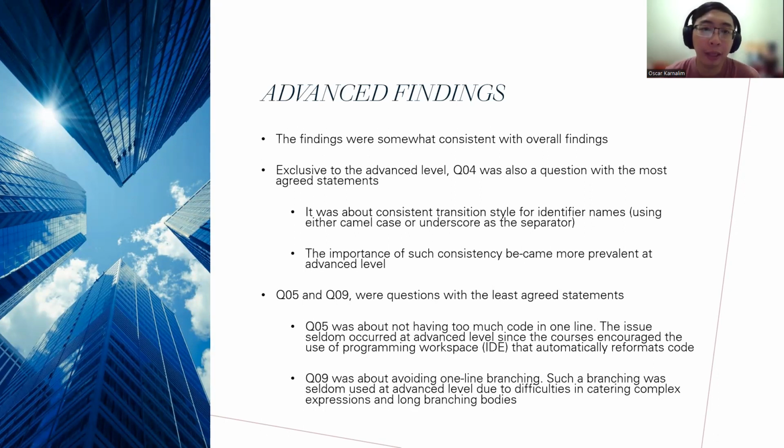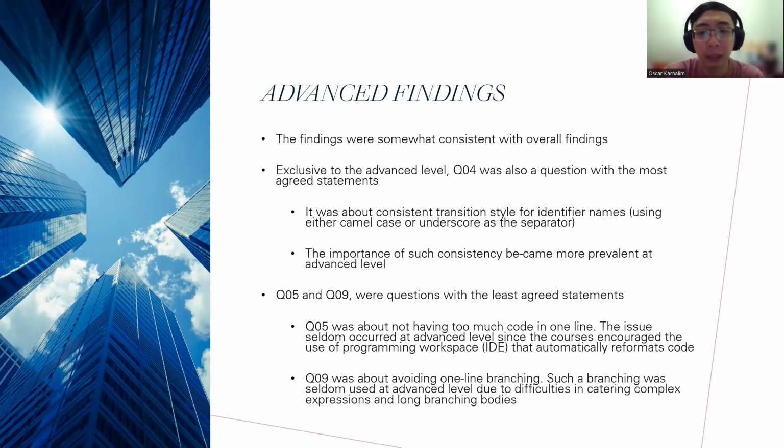For advanced level findings, still it is similar to overall, except that Q04 was also a question with the most agreed statements. It was about consistent transition style for identifier names, like using either camel case or underscore as the separator. The importance of such consistency becomes more prevalent at advanced level.